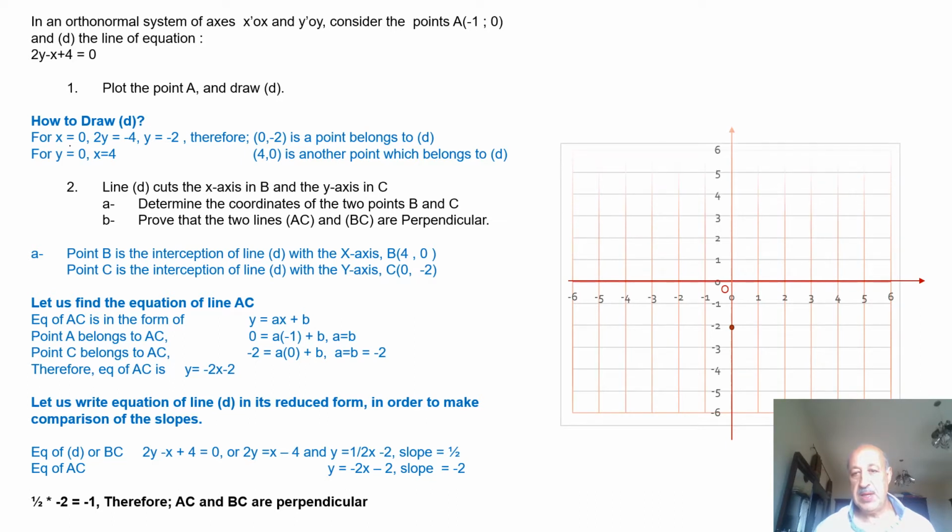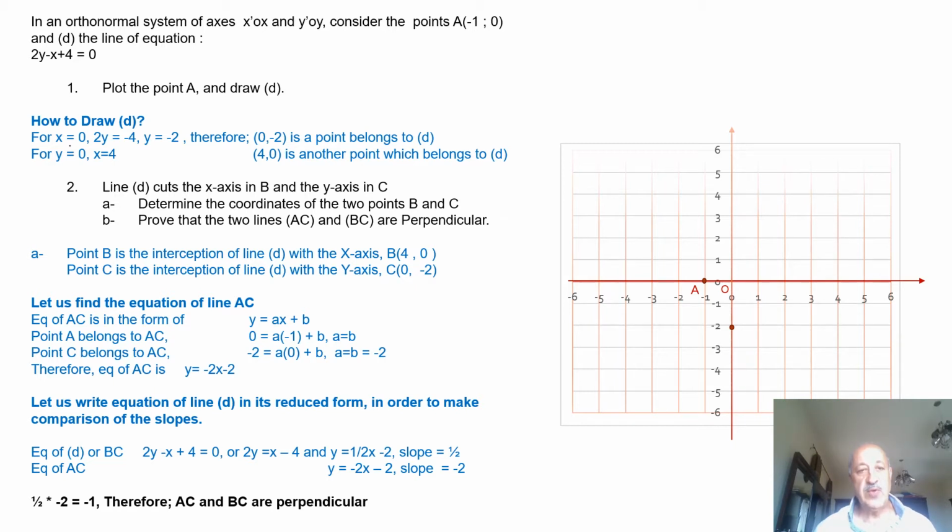So point A is cutting the x-axis at minus 1 and the ordinate at 0. So this is point A. Now, when we draw D, if we give 2 points that belong to the straight line D, which satisfy the equation 2y minus x plus 4 equals 0, it's enough for us to draw line D.